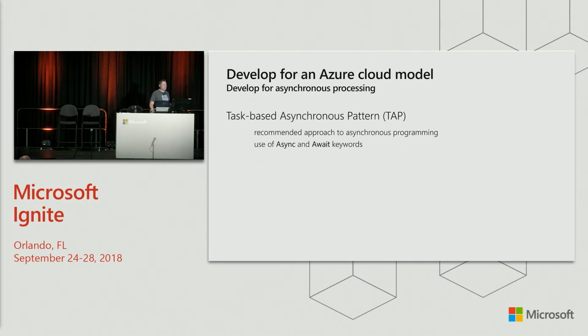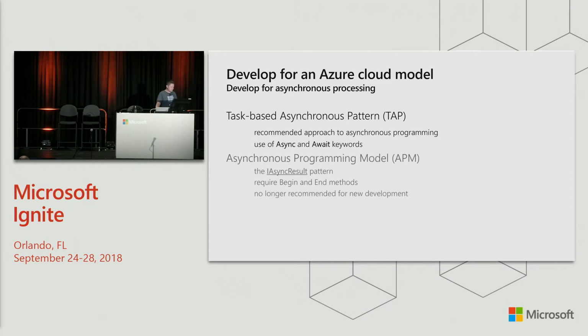So let's start out with developing for asynchronous processing. We have three different models that have been around for asynchronous processing. The key focus from a development perspective is the task-based asynchronous pattern, or TAP. I'm going to tell you about all three, but TAP is the one that you want to focus on, essentially working with async and await keywords. This is the recommended approach for asynchronous processing. We'll talk a little bit more about that.